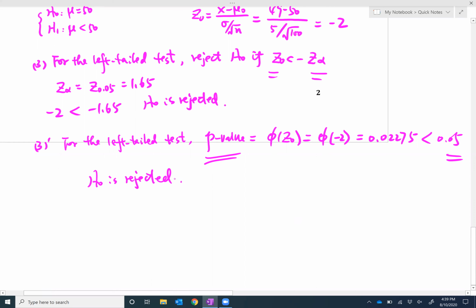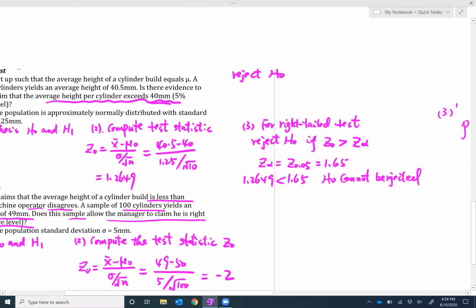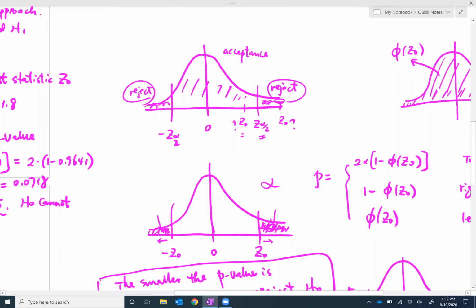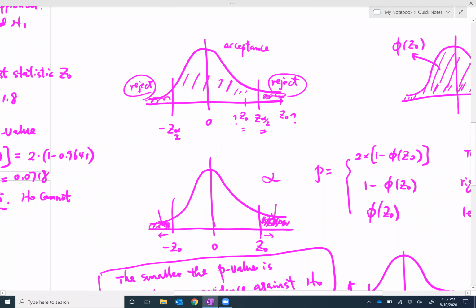Again, through this exercise, I hope you understand the difference between the classical approach and the p-value approach, and also the similarity between them. The key is actually in the figure that we discussed right here. If you understand the figure, in this one you compare the test statistic with the critical values. In this one, you compare the p-value with the significance level alpha. So this is the end of this exercise.